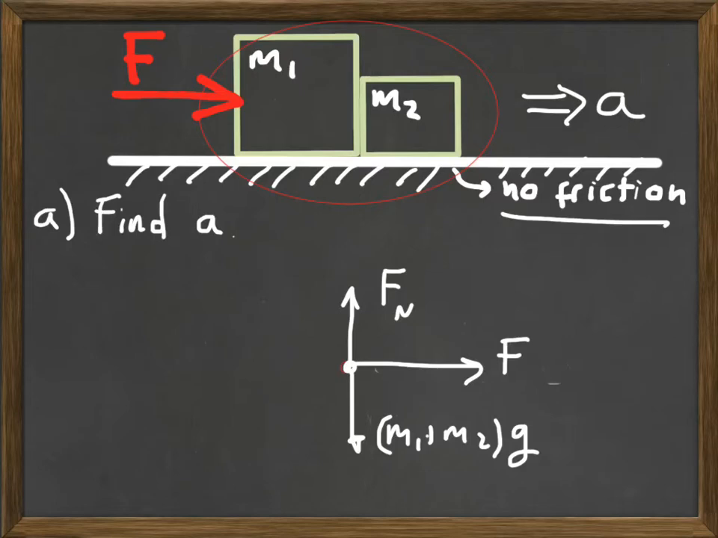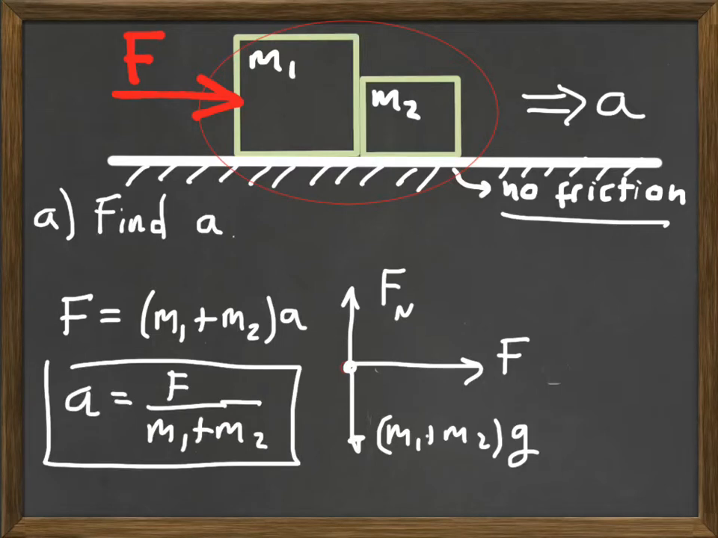Since there is no friction, that's all the forces that we have acting on the object of interest. With our completed free body diagram, we can proceed to write Newton's second law, which tells us that the net force in the x direction, there's only one force, so F is the same as the net force, is equal to the mass of the system times the acceleration. The mass of the system is M1 plus M2, so F equals M1 plus M2 times a. From that, we can solve for the acceleration of the system. We reach the conclusion that the acceleration is the applied force divided by the sum of the masses.